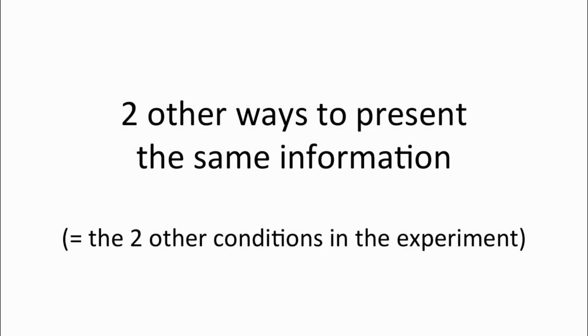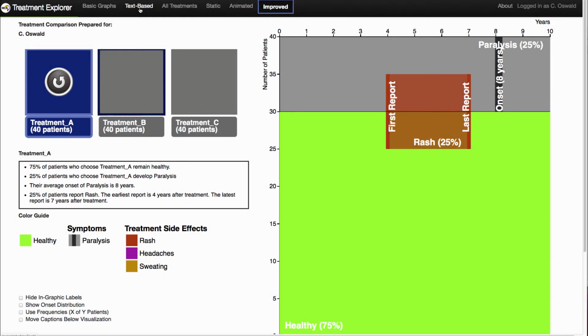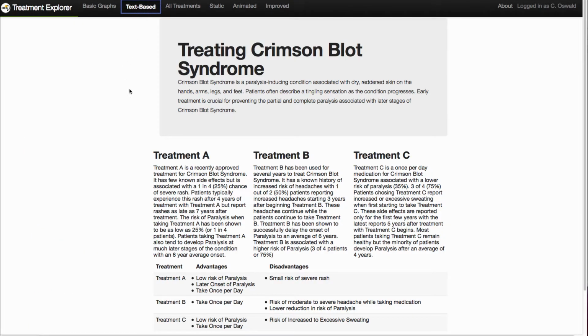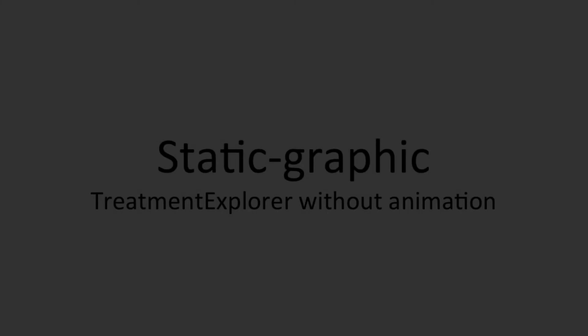Now that we have seen TreatmentExplorer, let's look at 2 other ways to present the same information. Those are the two conditions that we use in the experiment. If I select the text version, here I see everything at once. Treatment A, treatment B, treatment C. There is just to read, and a little table at the bottom summarizing the differences.